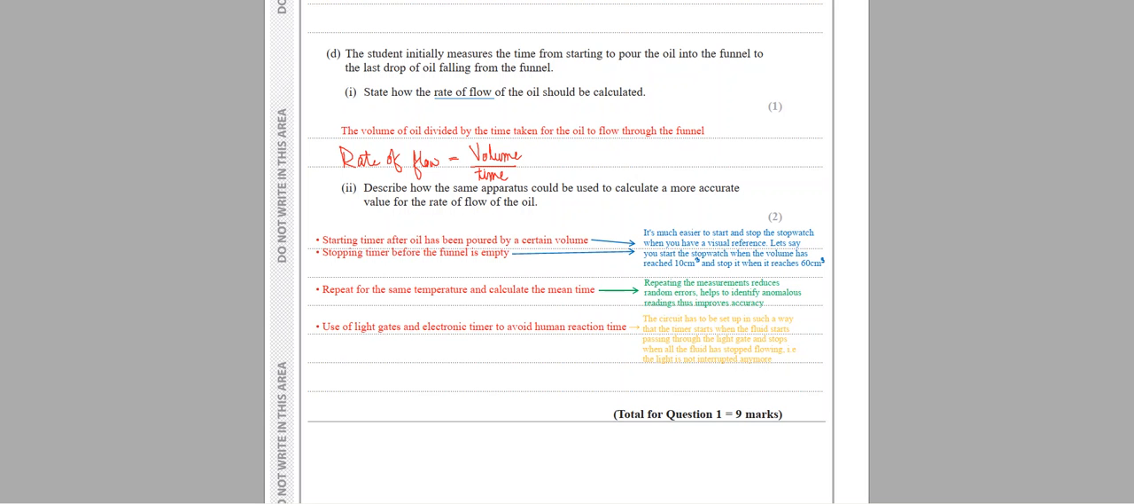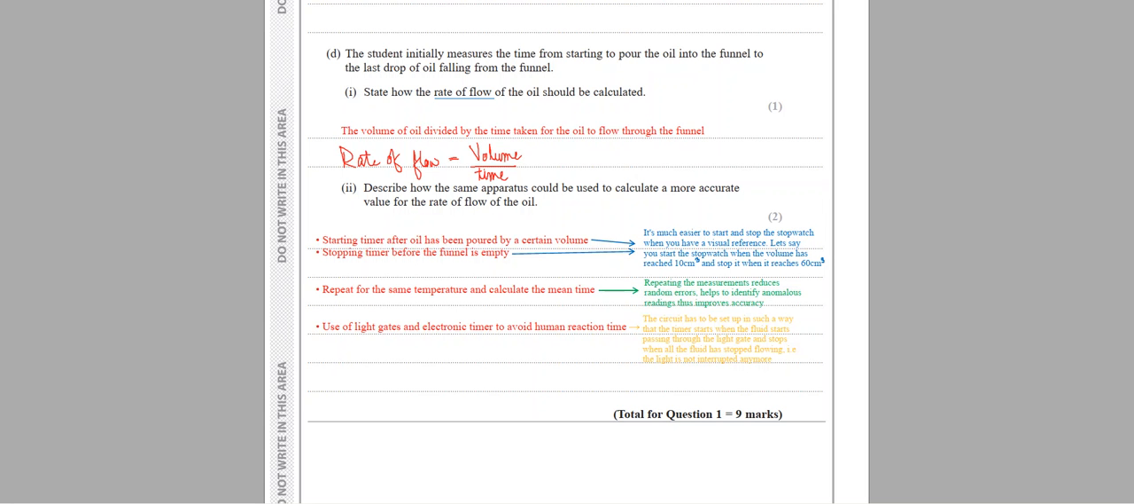Starting timer after the oil has been poured by a certain volume. So always mark some volumes, have some arbitrary values in mind. So you start when it has reached that certain level and stop when it has reached the other value that you have in your mind. And of course what you have marked. Stopping the timer before the fuel is empty. This part is very important. And both points towards the reason that I just explained.